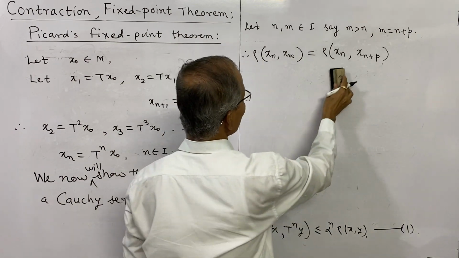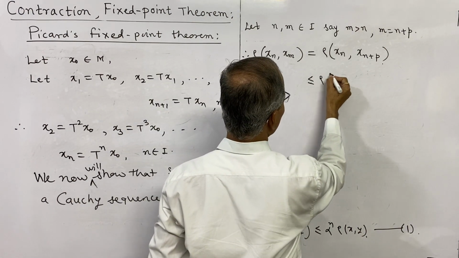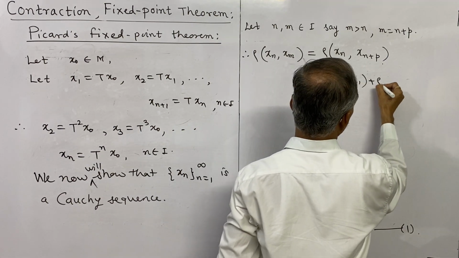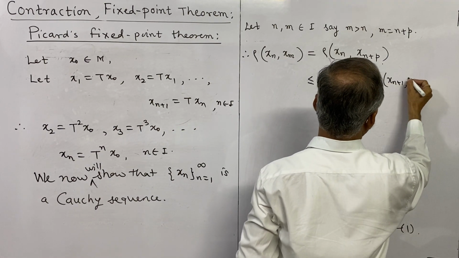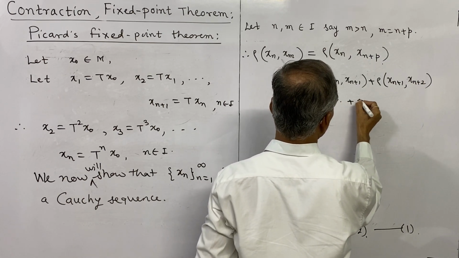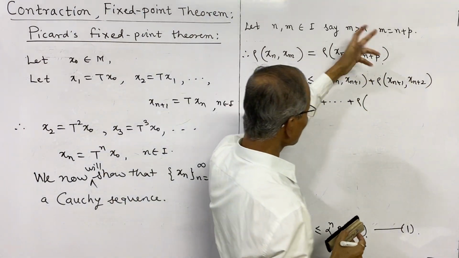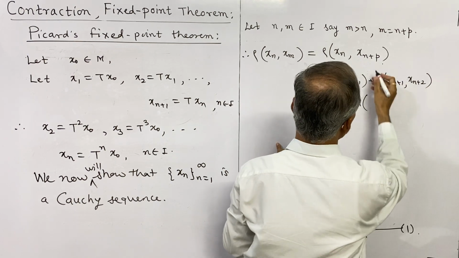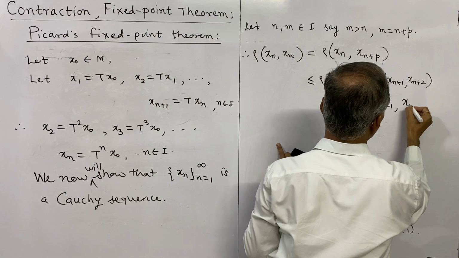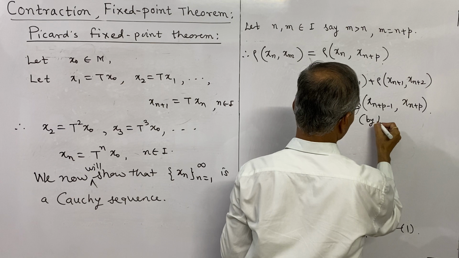And now here we will apply the triangle inequality, and this can be written as less than or equal to rho of xn and x(n+1), plus rho of x(n+1) and x(n+2), and so on, up to rho of the last term, x(n+p-1) and x(n+p), with one suffix less earlier. So this is by the triangle inequality.